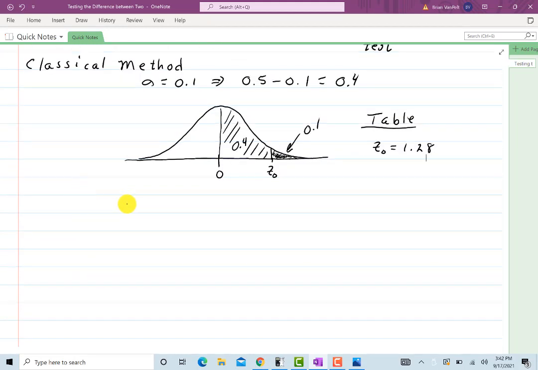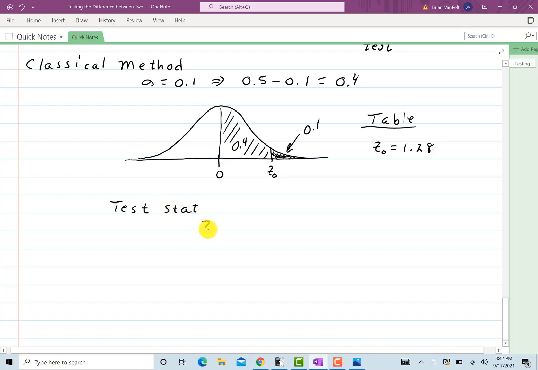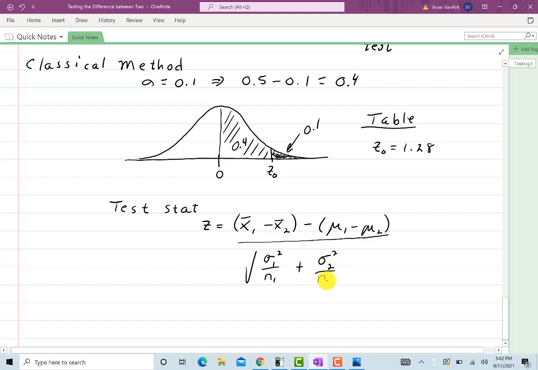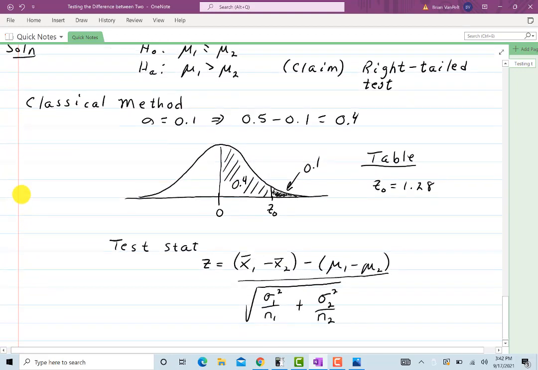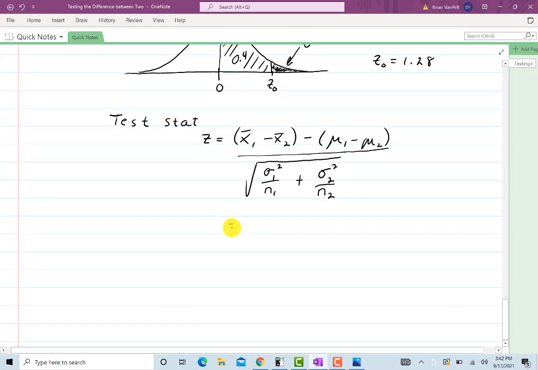Now, let's go ahead and calculate our test statistic. It looks like this. We have Z equals x1 bar minus x2 bar minus mu1 minus mu2, all over the square root of sigma1 squared divided by n1 plus sigma2 squared divided by n2. Let's put in all of those numbers. My first sample had a mean of 500 and the second sample had a mean of 495. So I got 500 minus 495.